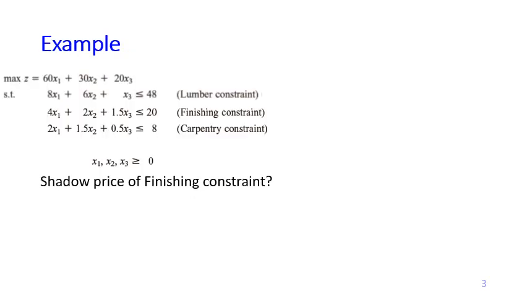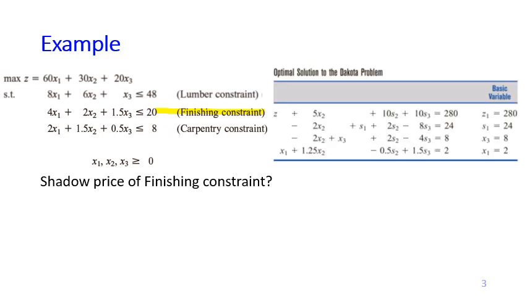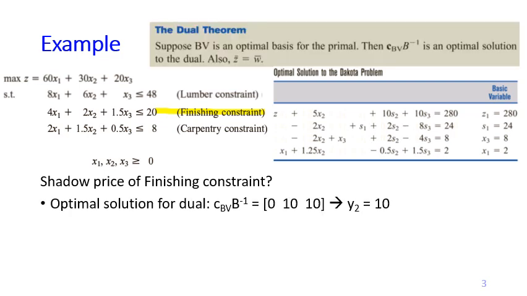So let's apply the dual theorem to obtain the shadow price for the Dakota example. Suppose we would like to know what is the shadow price of the finishing constraint. Now we are going to use the dual solution to obtain the shadow price. This is the optimal solution for the primal problem. And this is the dual theorem, which says that the optimal solution for the dual is CBVB inverse. So this is CBVB inverse from the primal. We know that this is 0, 10, 10.